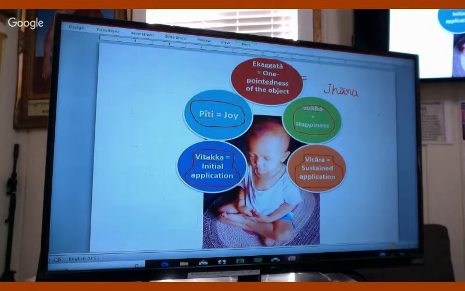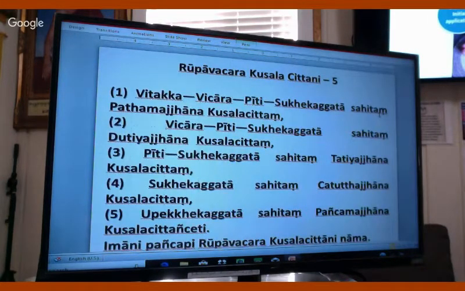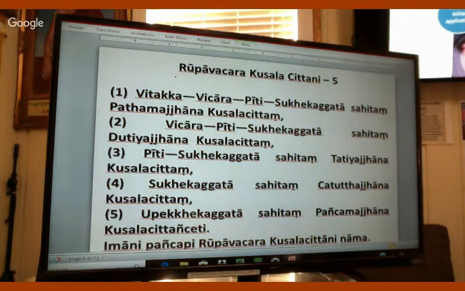Okay. So what is the vicara we need to know? Before the detailed explanation about the Vitakka Vicara, we need to first learn the 5 kinds of Rupavacara Kusala Citta, form sphere wholesome consciousness. 5, because of the levels of jhana: first jhana, second jhana, third jhana, fourth jhana, and fifth jhana. That's why there are 5 kinds of form sphere wholesome consciousness. This is Pali. First, we need to learn the Pali.